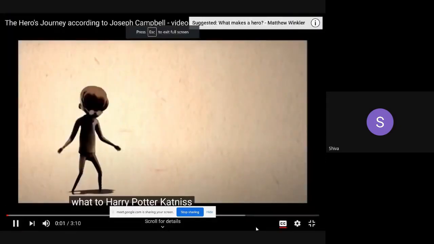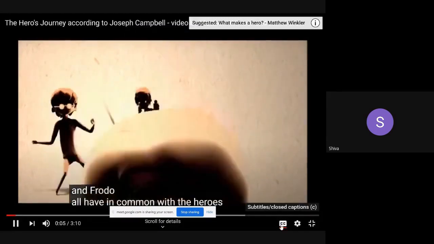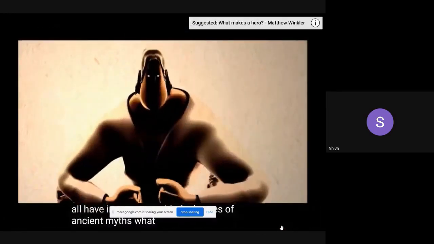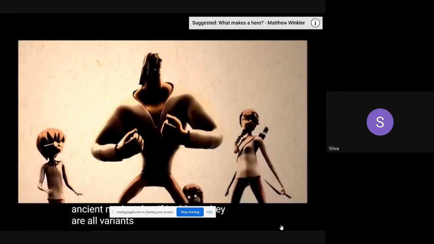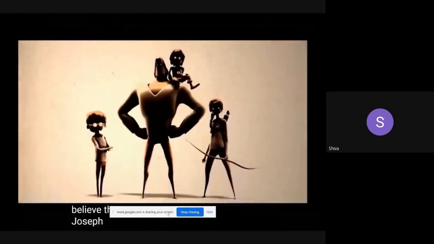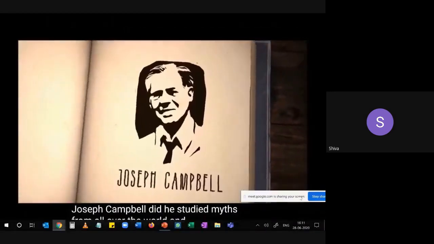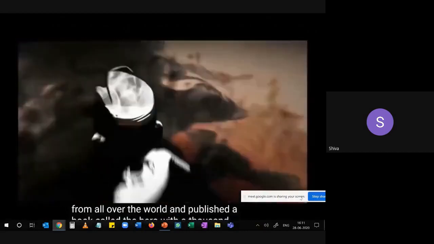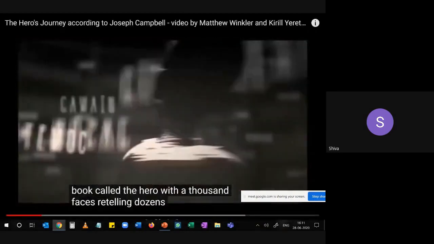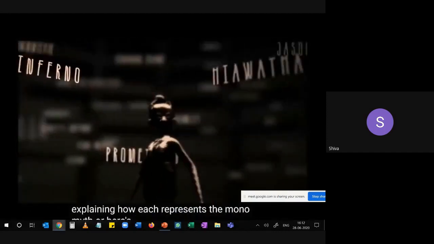What do Harry Potter, Katniss Everdeen, and Frodo all have in common with the heroes of ancient myths? What if I told you they are all variants of the same hero? Do you believe that? Joseph Campbell did. He studied myths from all over the world and published a book called The Hero with 1,000 Faces, retelling dozens of stories and explaining how each represents the monomyth or hero's journey.